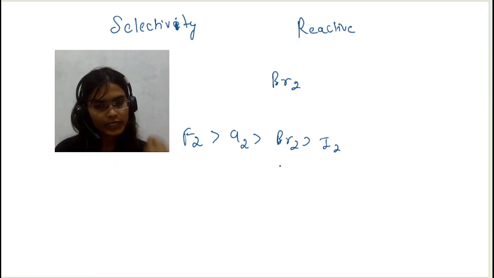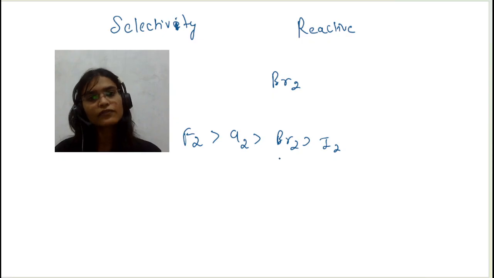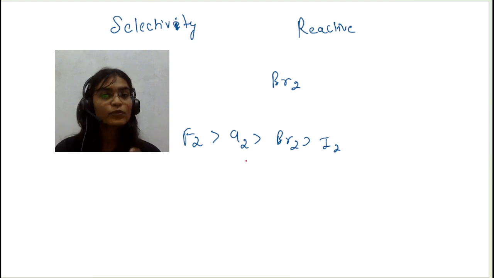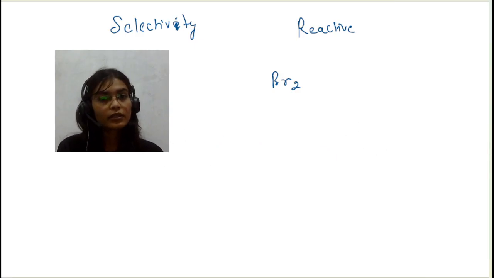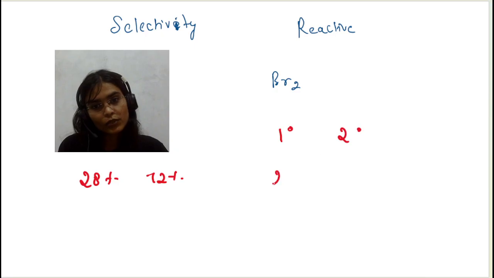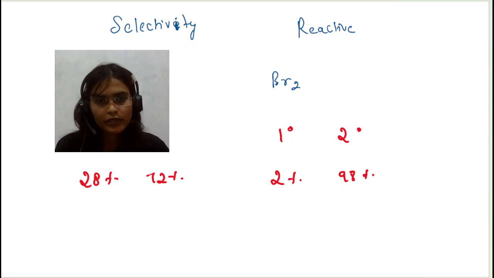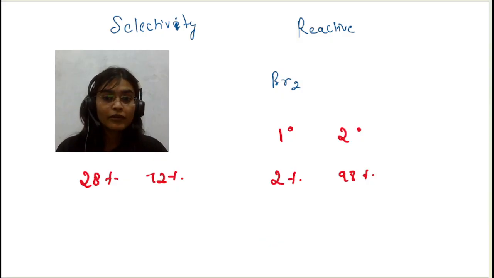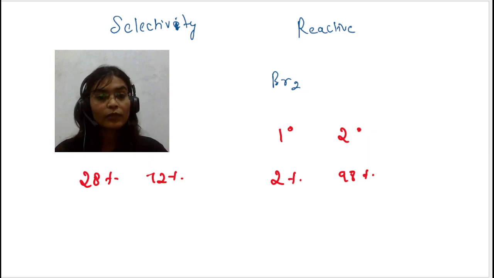Yes, we discussed that tertiary reacts first because it's the stable carbocation, and then secondary and then primary. But the question is: chlorine is more reactive, bromine is less reactive, so why is there a variation of the product here? If you compare the primary and secondary here, primary is 28% and secondary is 72%. On the other hand, here the primary is 2% only and the secondary is 98%. Reactivity-wise chlorine is reactive, but who is more selective here? You know the meaning of selectivity. In both cases, secondary is more stable, but between chlorine and bromine, which one is more selective?